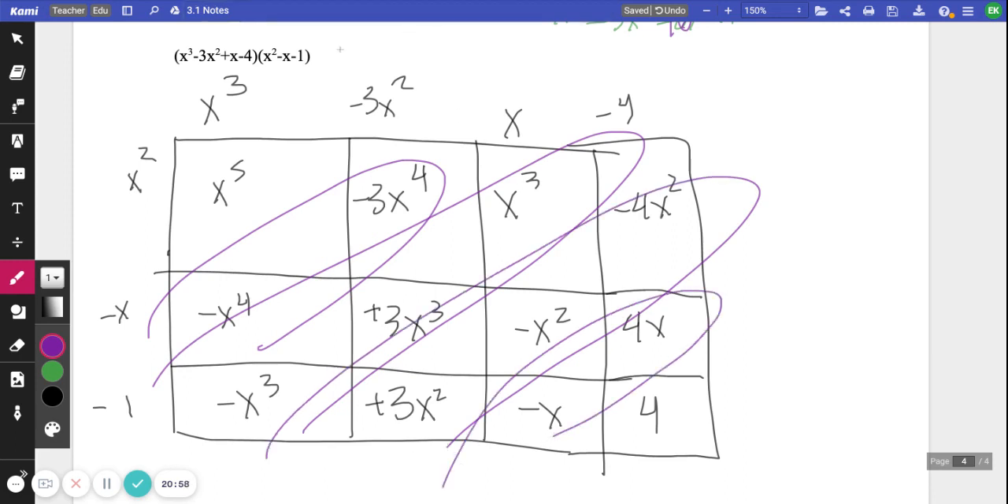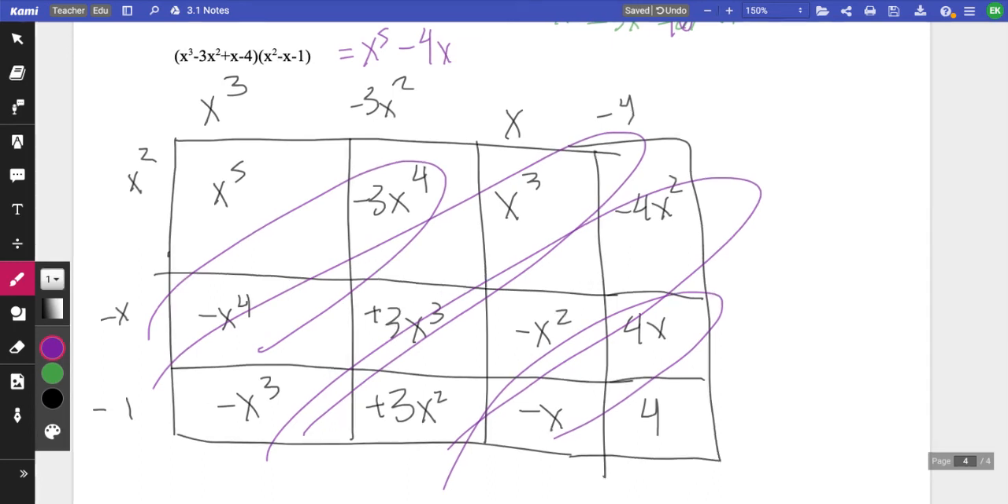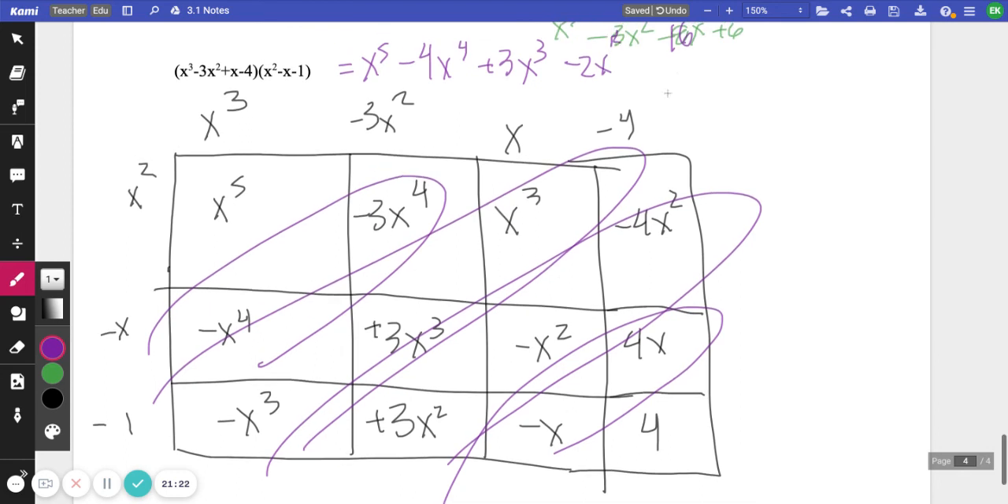When we do that, we get x to the 5th minus 4x to the 4th. Negative x cubed, positive x cubed cancel, so just have plus 3x cubed. Negative 5x squared plus 3x squared, so it's negative 2x squared. Negative x plus 4x is plus 3x plus 4. And there you go. We did it. So that's how I do operations and multiplications on polynomials. Good luck.